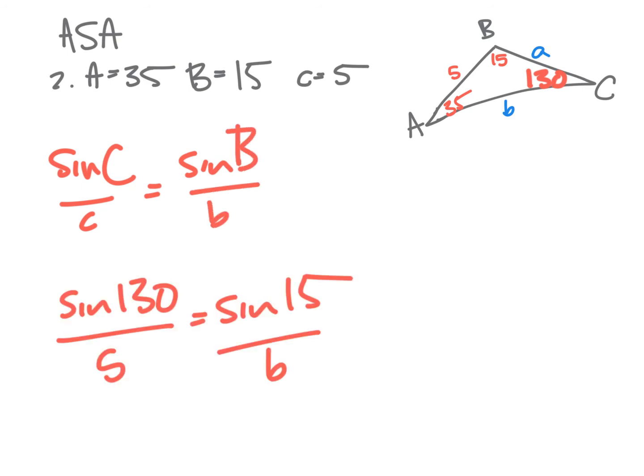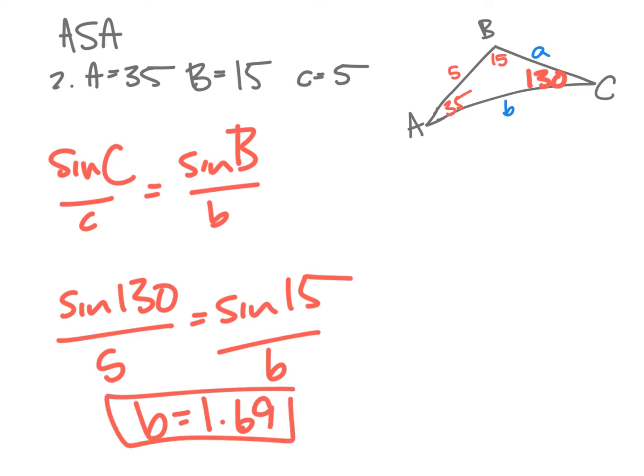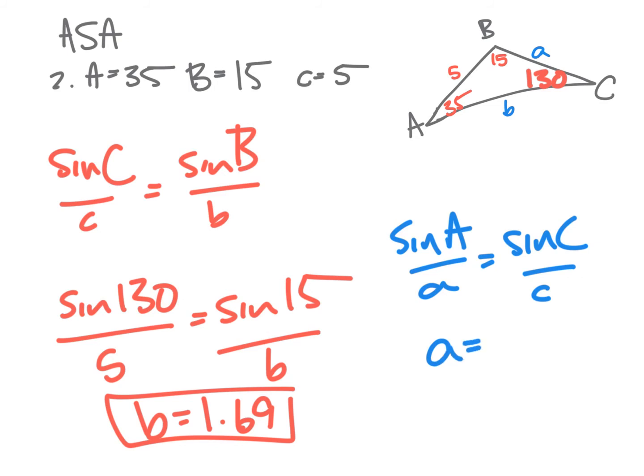Now I can use the exact same steps as last time to solve for side b and get that b is equal to about 1.69 just by cross multiplying and dividing. We can use the same steps again and eventually solve for side a to get that side a is about 3.74.